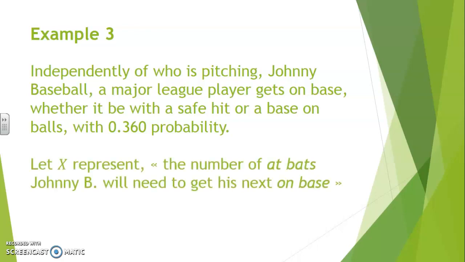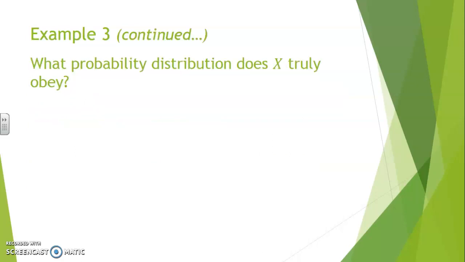If we let X represent the total number of at-bats, so the number of trials that will be needed to get to his next on base, so to obtain the next success, then what probability distribution does X truly obey? Well, we're counting trials until a first success is obtained, and that would mean we're talking about a geometric of probability 36%.